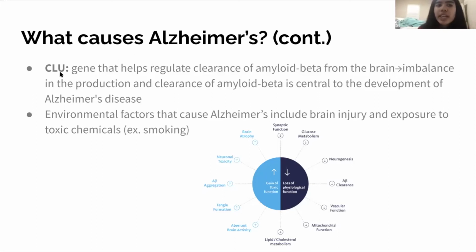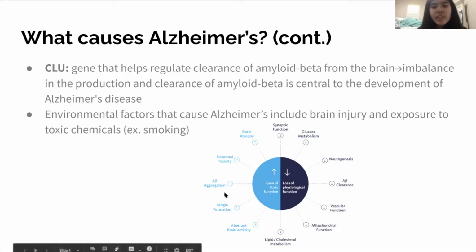So some of these other genetic and environmental factors that cause Alzheimer's are shown here. So the first one is CLU, which is a gene that normally helps regulate clearance of amyloid beta from the brain, because an imbalance in the production and clearance of amyloid beta is what causes Alzheimer's. So a mutation in the CLU gene would probably lead to Alzheimer's. But there's also a lot of environmental factors that can cause Alzheimer's, including brain injury and exposure to toxic chemicals through, for example, smoking.